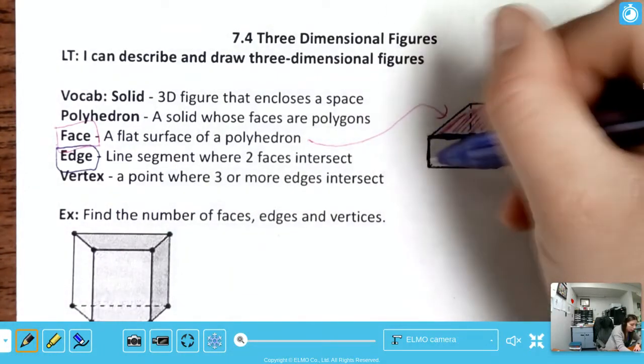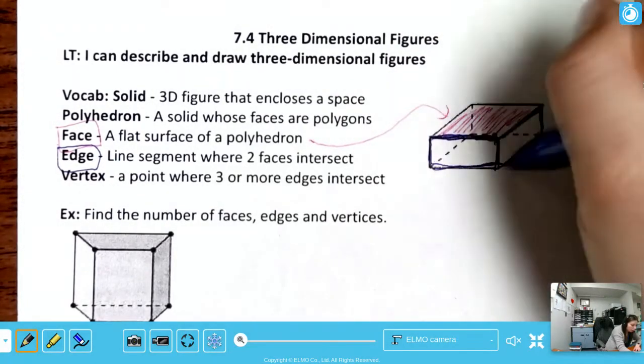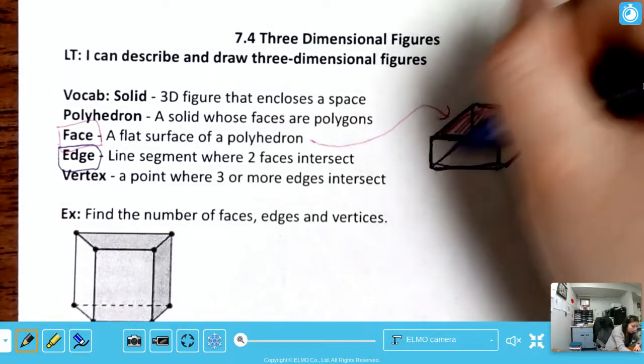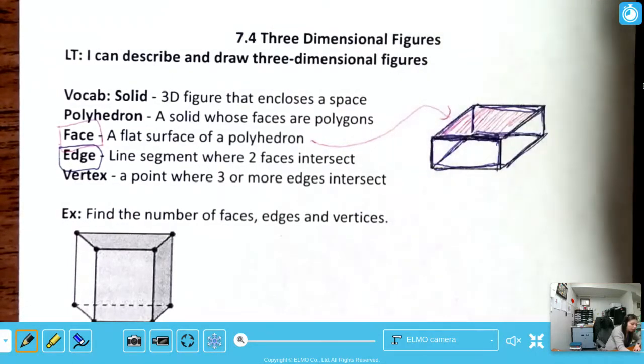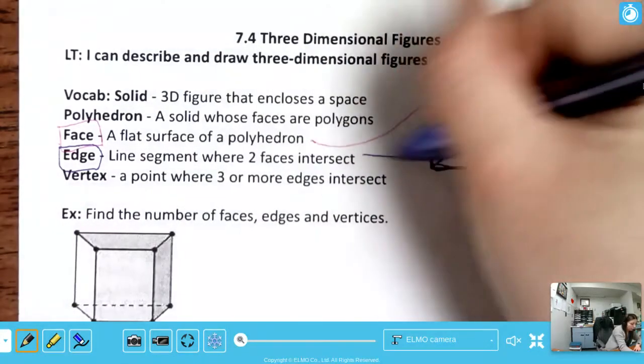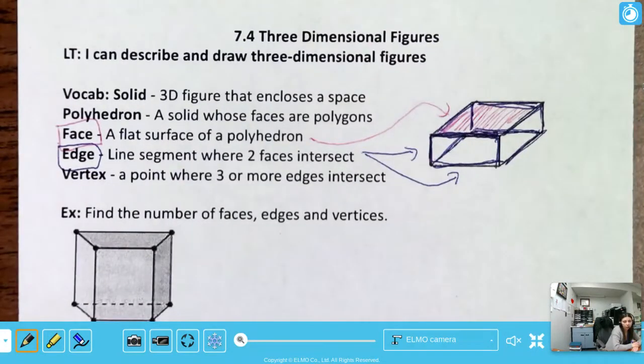So I'm actually going to draw purple on all the edges of this to help me see all the edges, all the line segments, including the dotted ones. The only reason they're dotted is to help us see that it's a 3D figure. And I'm going to draw an arrow to two of those to help me see those two examples of an edge.